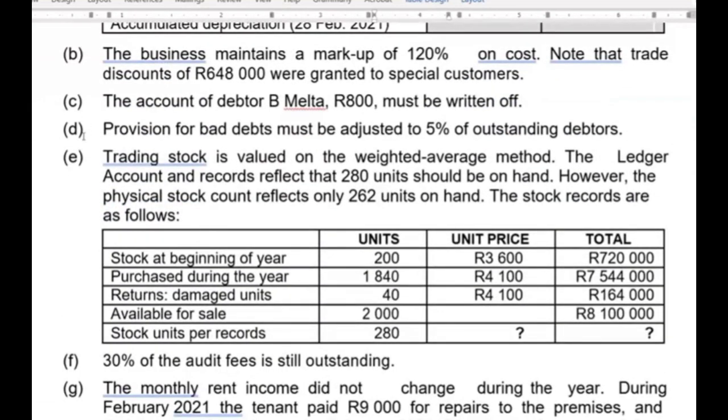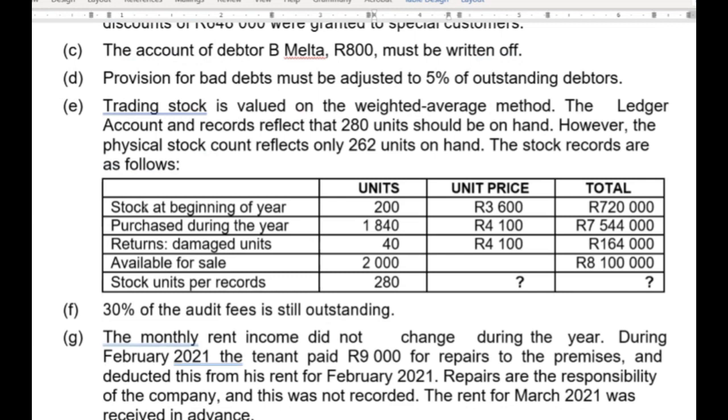Here we go. Can you see it's number E here? Although it's number 2.2 on activity two, I'm going to be working according to my answer sheet. I'm following my answer sheet and I'm finding the information on my question paper. So yeah, it says trading stock is valued at the weighted average method. So now I'm using a different method. Okay, you with me? Weighted average method.